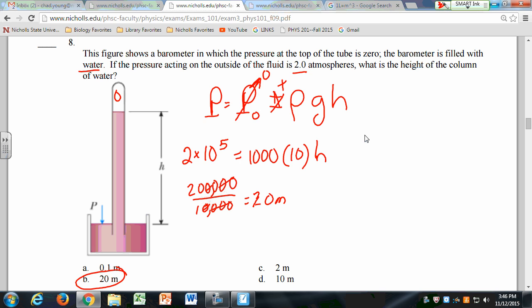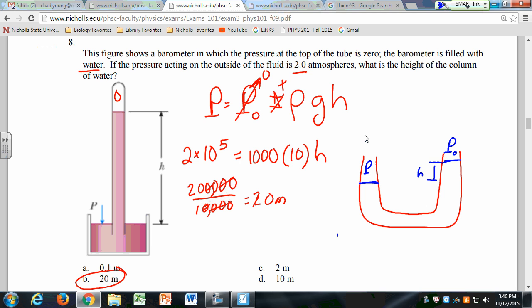2 atmospheres. Don't forget, too, this whole plus minus thing: this is a barometer, but if I have a manometer, that's where P naught is not necessarily 0. We had a problem like this in class. If I have a pressure over here, P, and a pressure over here, P naught, and the difference between them is H, then P is equal to P naught plus or minus rho GH. Now in this case, is it plus or minus? Is P bigger or smaller than P naught?